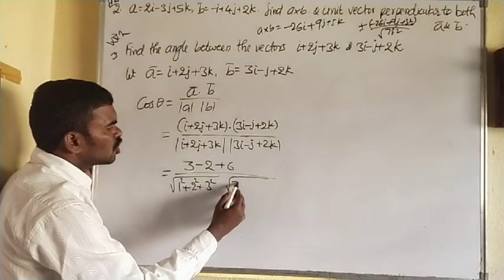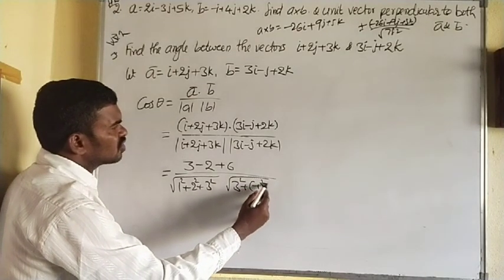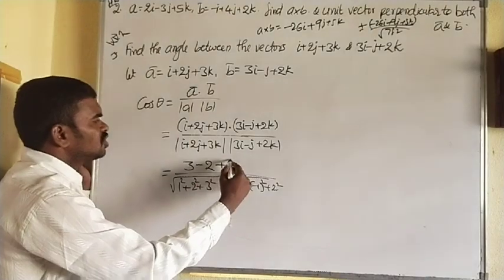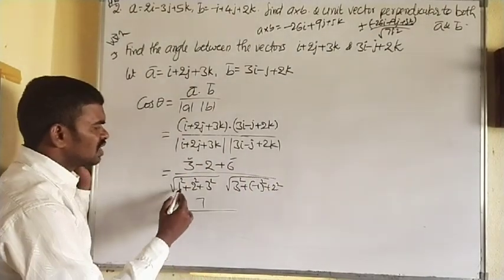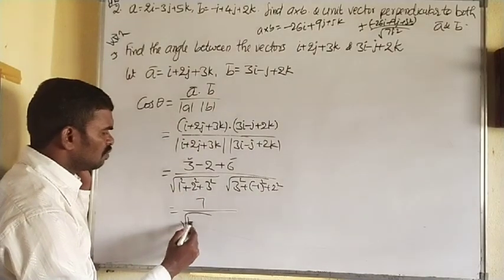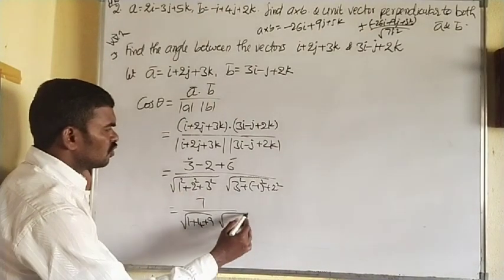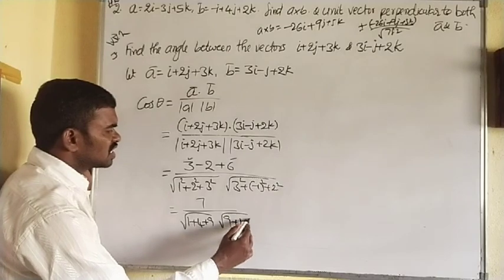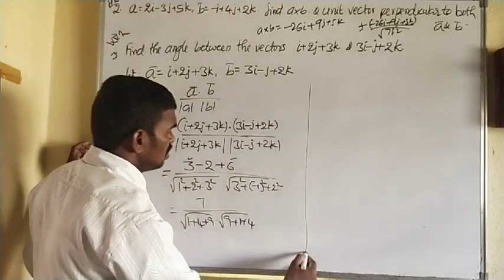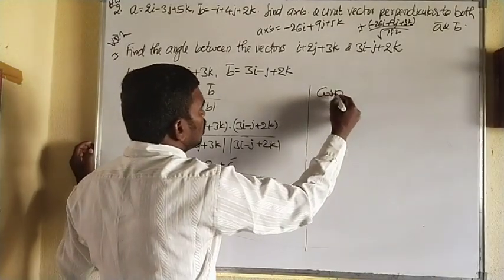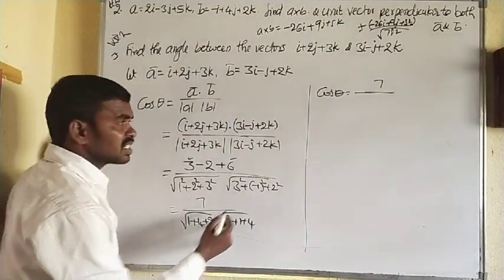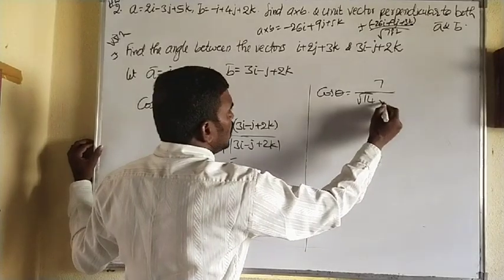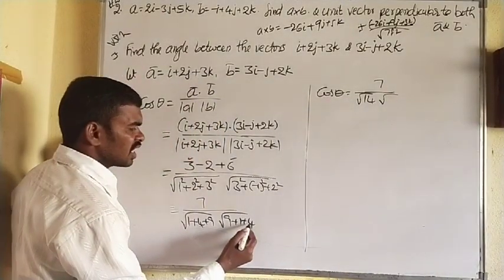Into root of coefficient: 3 square minus 1 square plus 2 square. How much? 6 plus 3, 9. 9 minus 2, 7, by 1 square plus 2 square plus 3 square. How much? 1 plus 4 plus 9, into root of 9 plus 1 plus 4. So cos theta equal to 7 by how much is it? 1 plus 4, 5, plus 9, root 14, into here also 9 plus 1, 10, plus 4, root 14.